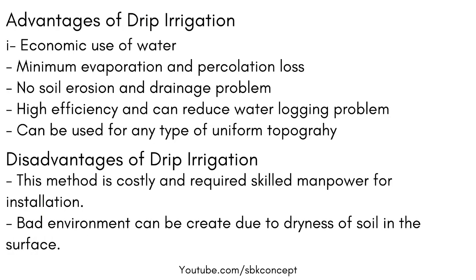Advantages of drip irrigation: economic use of water, minimum evaporation and percolation loss, no soil erosion and drainage problem, high efficiency and can reduce the water logging problem, can be used for any type of uniform topography. Disadvantages of drip irrigation: this method is costly and requires skilled manpower for installation. Bad environment can be created due to dryness of soil in the surface.